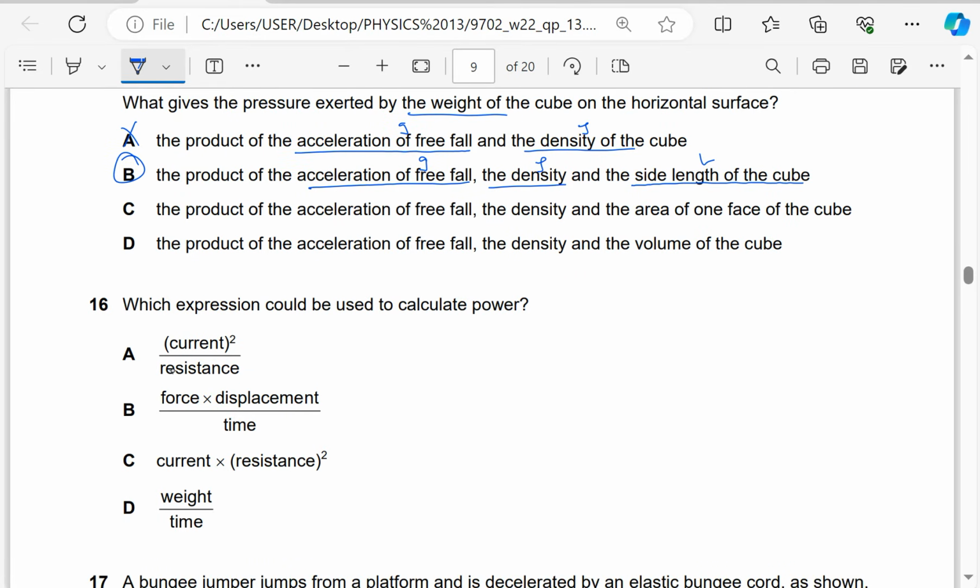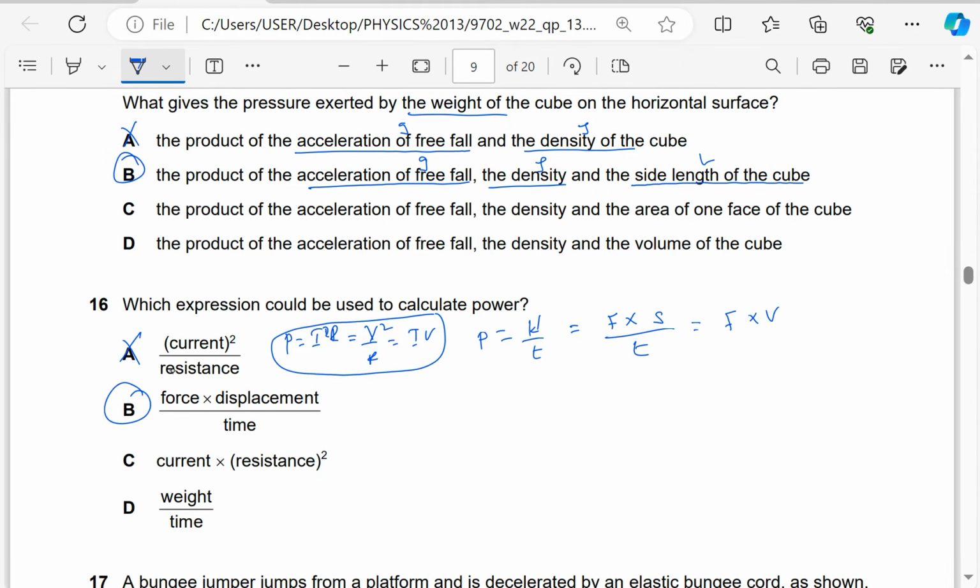Which expression could be used to calculate power? Remember, we know that power is equal to the work done over time taken. And work done is force times the displacement, so power is force times displacement divided by time, which would be force times velocity. So we have to check current squared over resistance. If it is electrical power, power will be I squared R, which could be V squared over R, which could be I times V. That is for electric power. So it means A is wrong. The answer is going to be B.